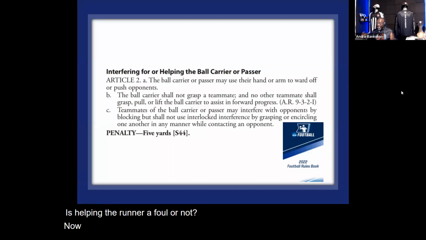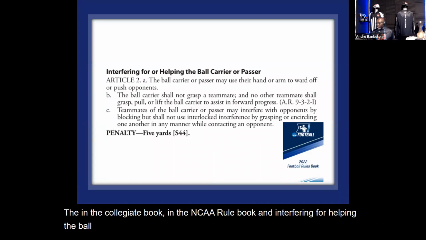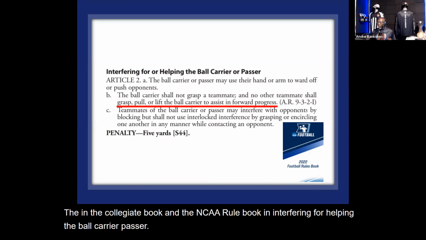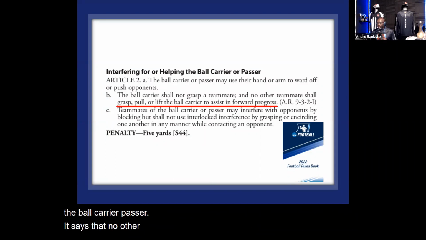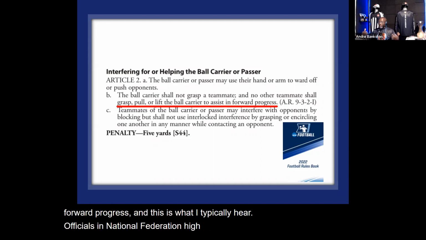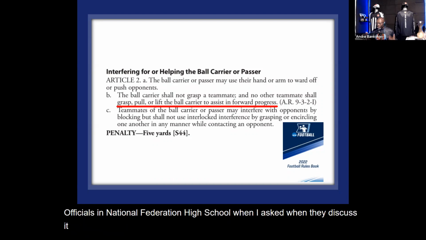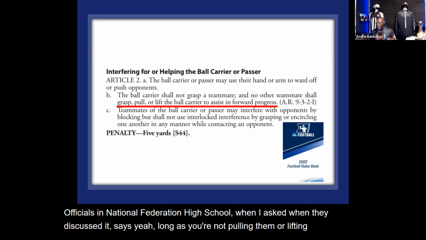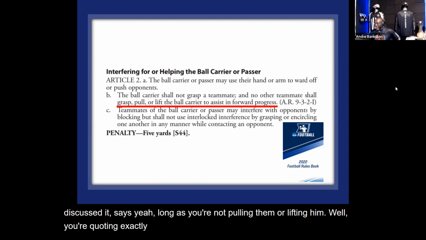Now, in the collegiate book, in the NCAA rule book, in interfering with or helping the ball carrier or passer, it says that no other teammate shall grasp, pull, or lift the ball carrier to assist in forward progress. And this is what I typically hear officials in National Federation High School say when they discuss it. They say, as long as he's not pulling him or lifting him. Well, you're quoting exactly out of the NCAA rulebook.